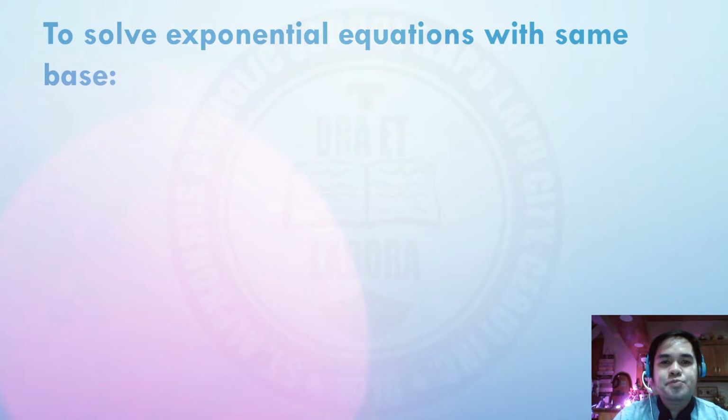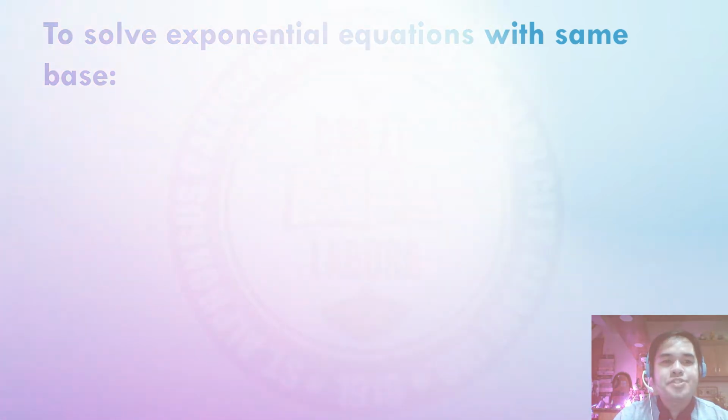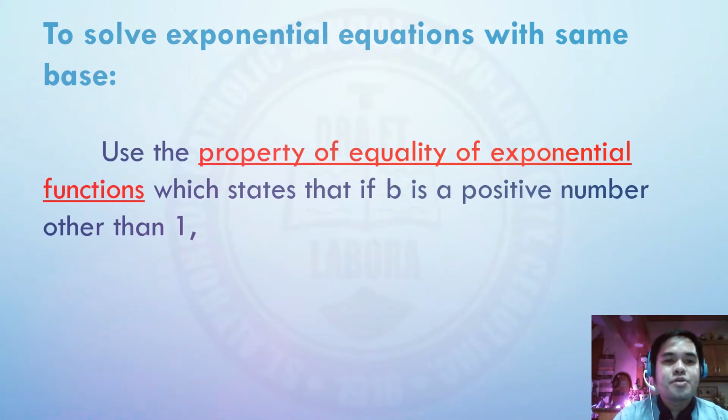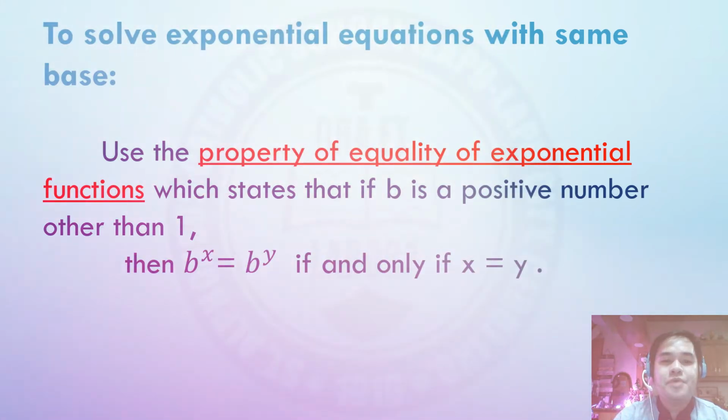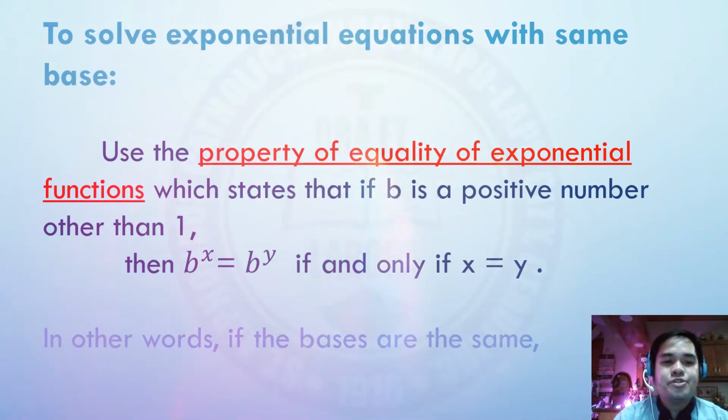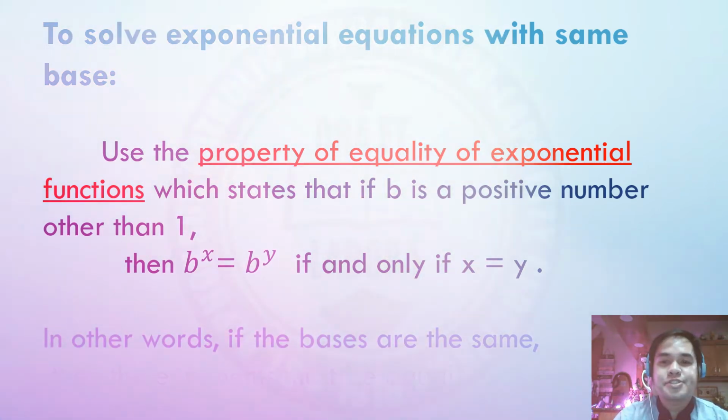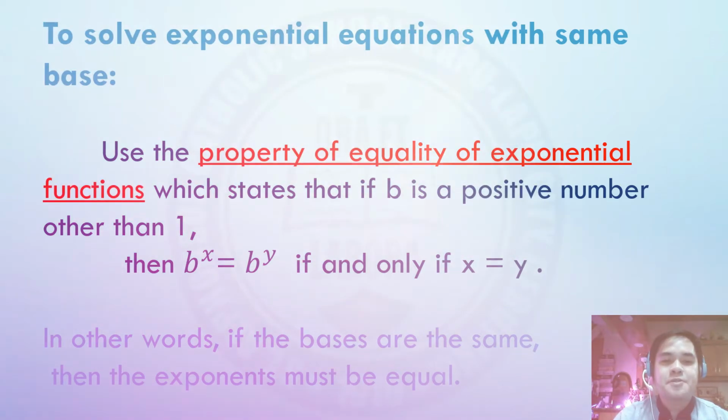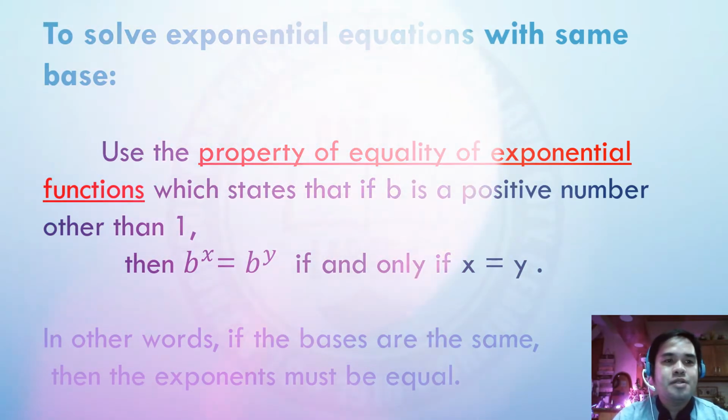To solve exponential equations with the same base, use the property of equality of exponential functions, which states that if b is a positive number other than 1, then b raised to x is equal to b raised to y if and only if x is equal to y. In other words, if the bases are the same, then the exponents must be equal.